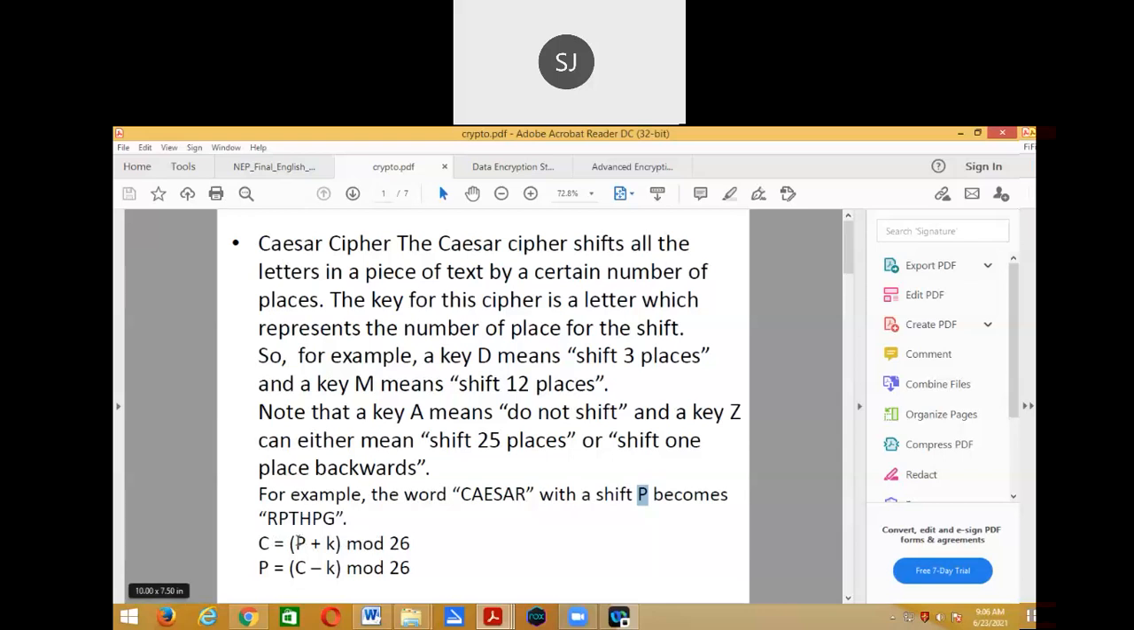This P is nothing but a plain text here. Not this P, please remember. Here you just consider it as K, assume that it is some key K. Now this Caesar is the plain text. When it is shifted by 15 places, you will get RPTHPG. This is the ciphertext. How do you get it? Whatever is the alphabetical value of the plain text, plus the key value mod 26. That's how you generate ciphertext.